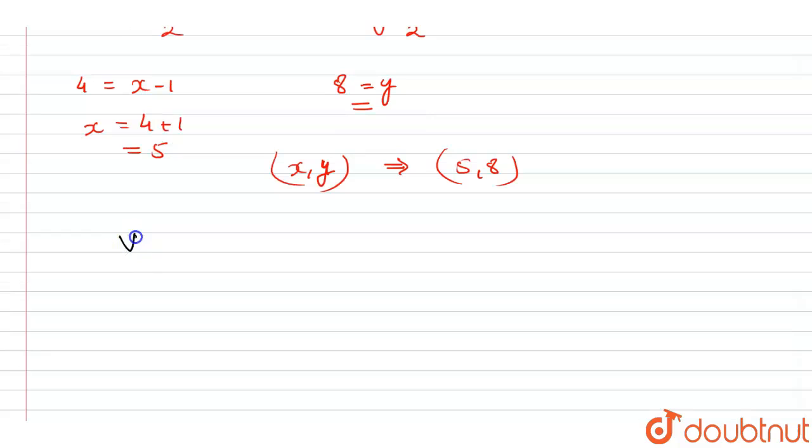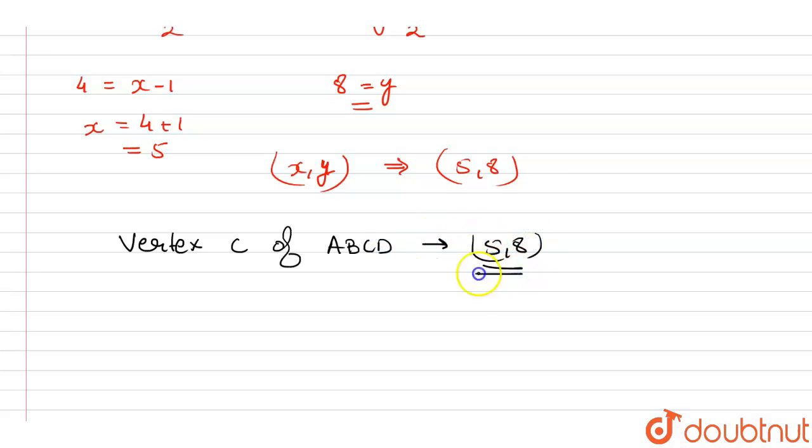That means the vertex C of the parallelogram ABCD is nothing but 5 comma 8. So this is the coordinate of vertex C of parallelogram ABCD. This was the answer which we needed to find out.